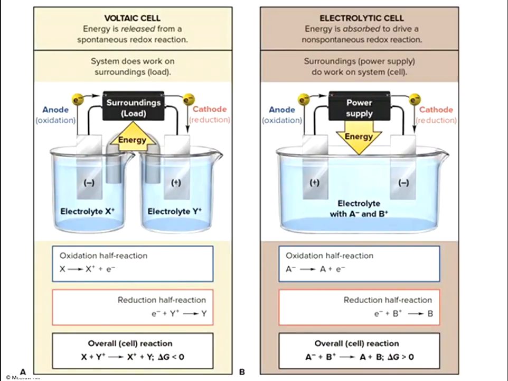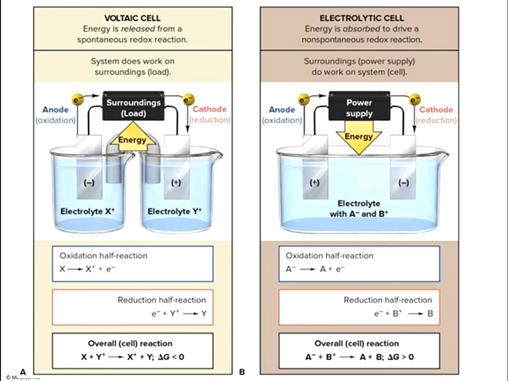Here we have illustrations of each type of cell. On the left, we have a voltaic cell. Energy is released from the spontaneous redox reaction. The system does work on the surroundings. Here it's listed as a load, so the load is something that you're driving.